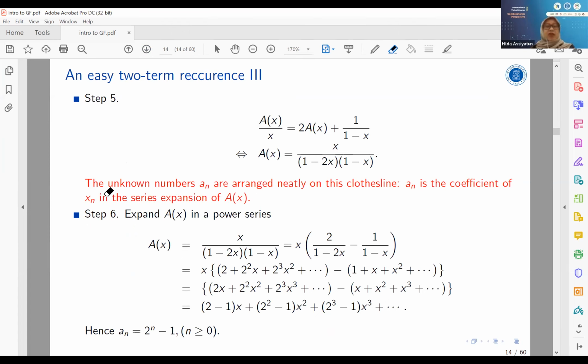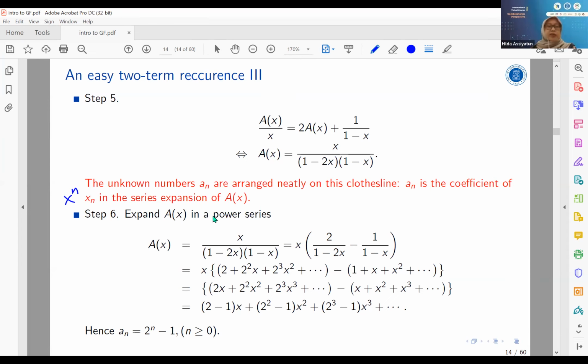So the odd numbers a_n is the coefficient of, oh, this is wrong, not x, it's supposed to be x to the n. The a_n is the coefficient of x to the n in the series expansion of A(x). That's why it is said that the generating function is a clothesline to hang up our sequence. So we already have the generating function. Now how do we get the explicit formula?